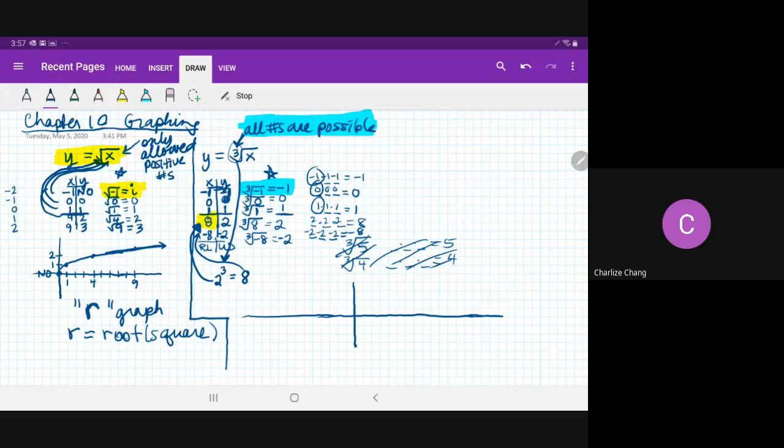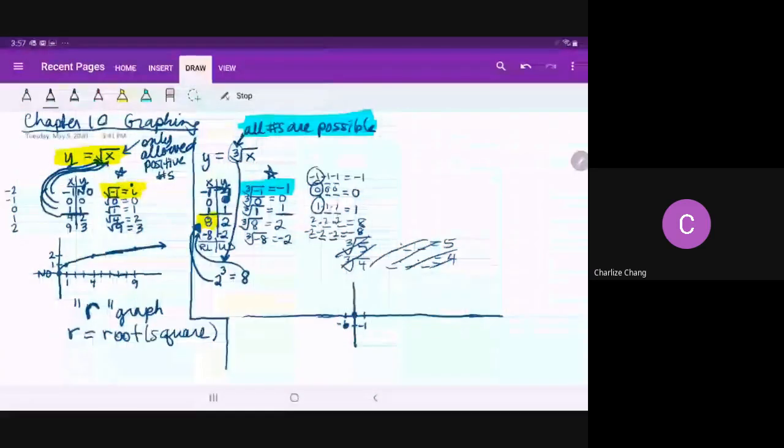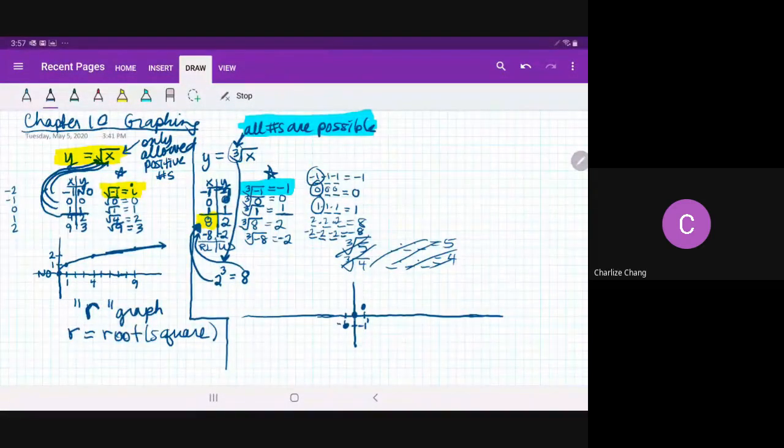Okay, so we're going to graph those 5 points. So we're going to graph -1, which is right here, 0, 0, 1, 1, which if I didn't know any better, I would just draw a straight line. But when I substituted 8 in, 2, 3, 4, 5, 6, 7, 8, it goes up to 2. So it's not a straight line. And then -8, 1, 2, that's wait, 3, 4, 5, 6, 7, 8, -2.